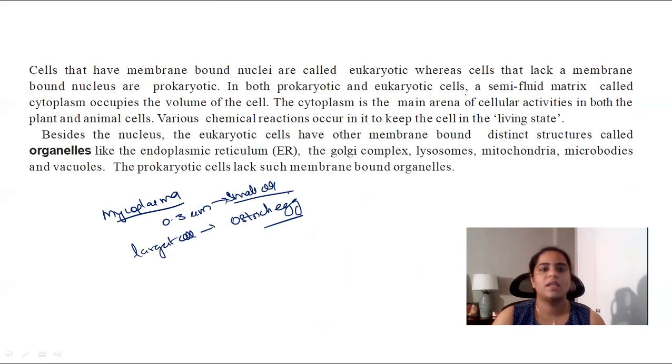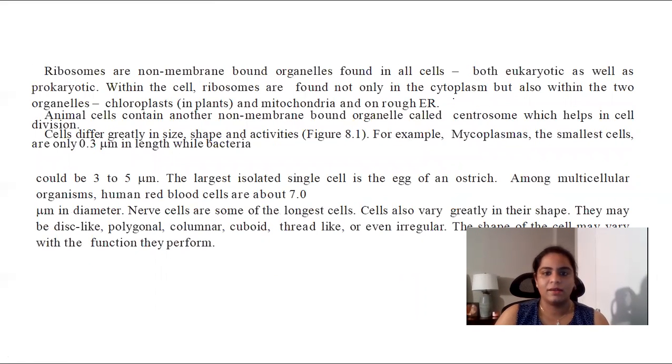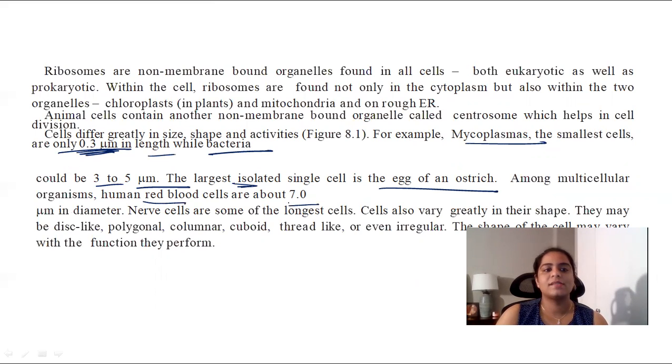Now we have studied basically the difference. This is again just the repetition. Here we can see mycoplasma is the smallest cell, that is 0.3 micrometer in length. Next is bacteria, 3 to 5 micrometer, and the largest cell is the egg of ostrich. And human RBC cells are 7.0 micrometer in diameter. Nerve cells are also among the longest.